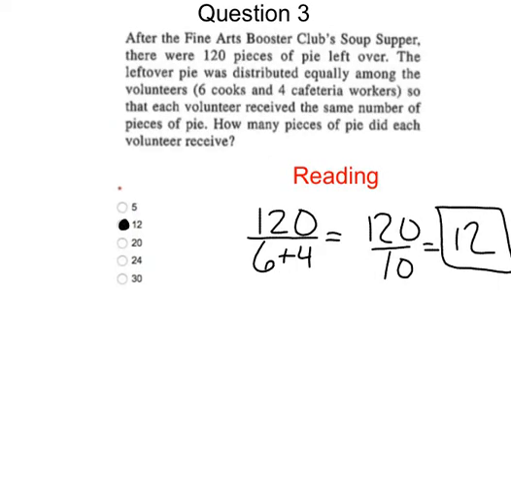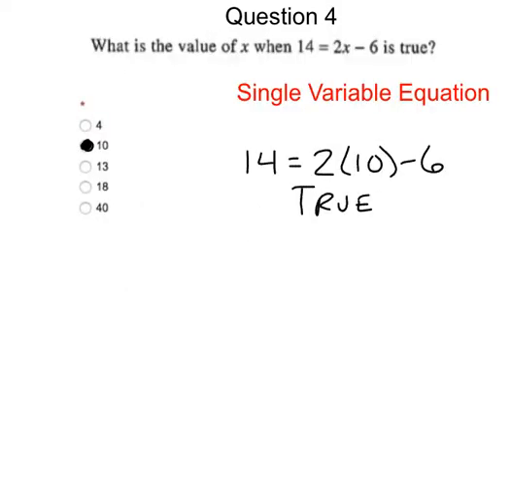Question number 3, we are looking to divide up pie evenly between people. So they're looking for total volunteers, as the last question actually states. So we're going to do 6 plus 4 first to find that we have 10 volunteers. We're going to divide it evenly. So 120 divided by 10 is 12. 12 is my answer.